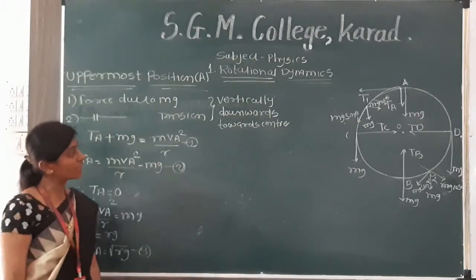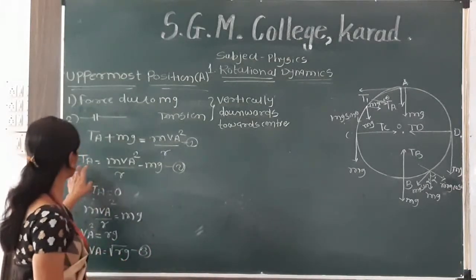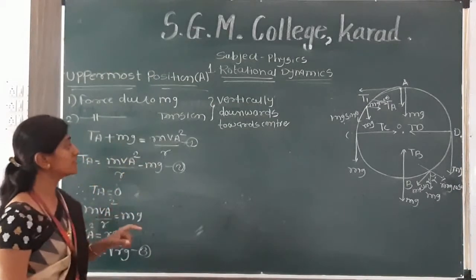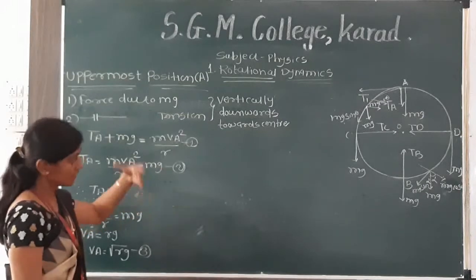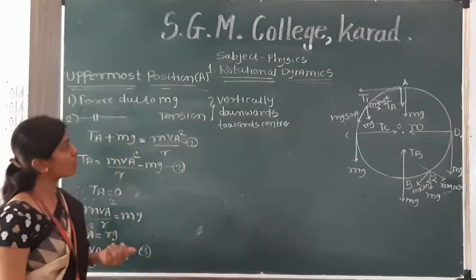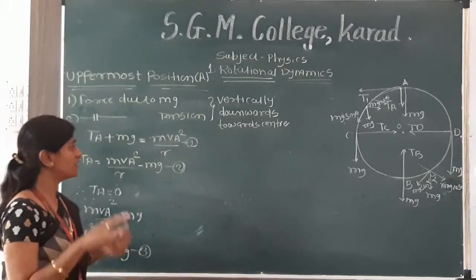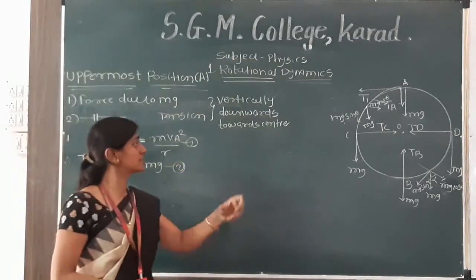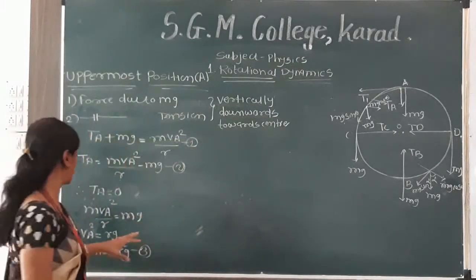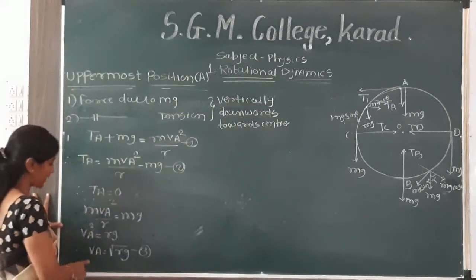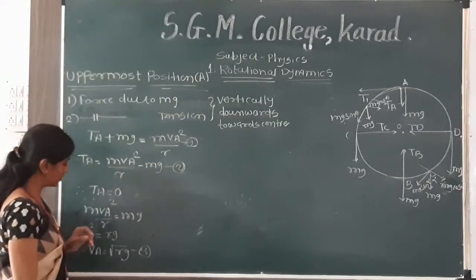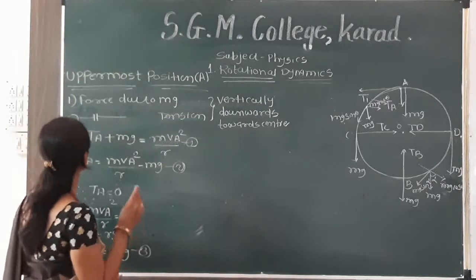So at position A, the topmost position, we get the tension Ta at point A as m v square upon r minus mg. By putting the condition that as the bob comes below, the tension, that is the tightness in the string, is going to vanish, finally we get the velocity at point A: Va is equal to under root rg. Now second we have to find out.